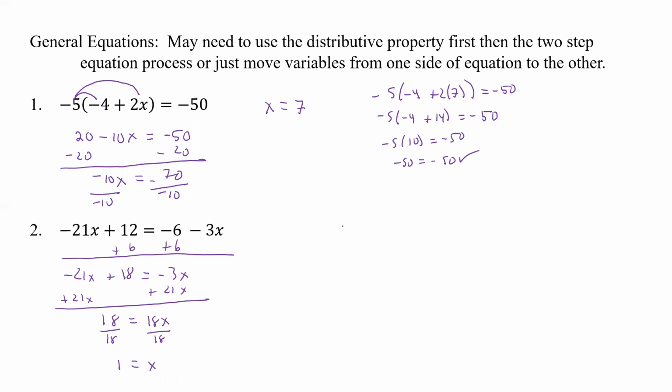Okay, now let's verify. Negative 21 times 1 plus 12 equals negative 6 minus 3 times 1. Well, this is negative 21 plus 12 equals negative 6 minus 3. And so this is going to give us a negative 9 on both sides. So that looks like it checks out.